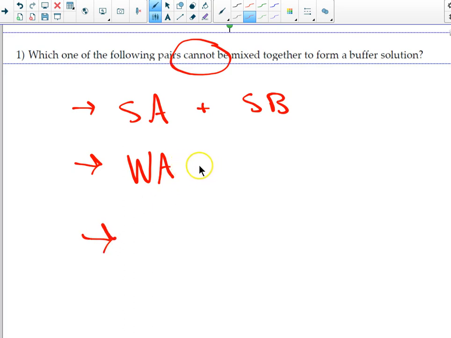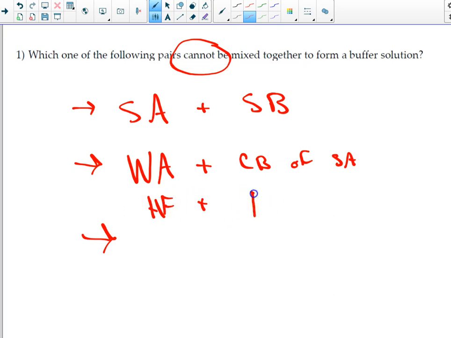Let's put this. A weak acid plus conjugate base of strong acid. That would just be a weak acid, right? If there was excess strong acid, then we would just have excess H plus. So even if I had HF, if I add NaCl, the Cl is not going to grab the H and affect the pH to make a buffer, because it is the conjugate base of a strong acid.